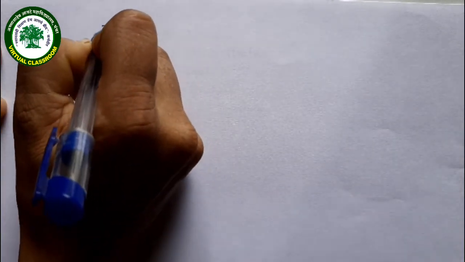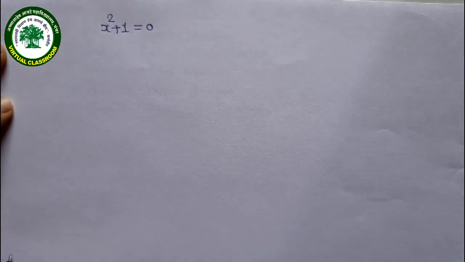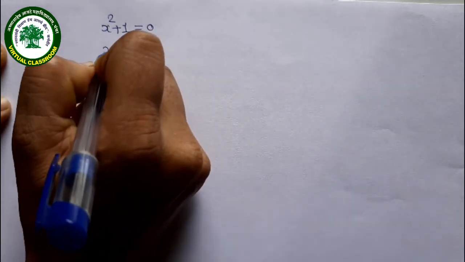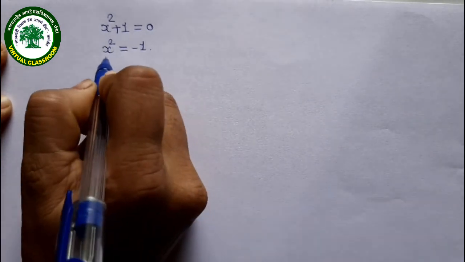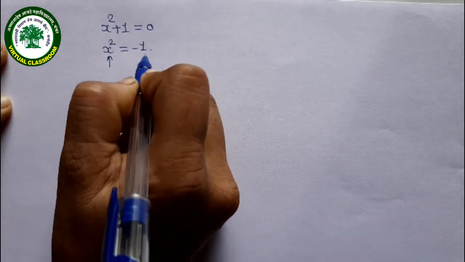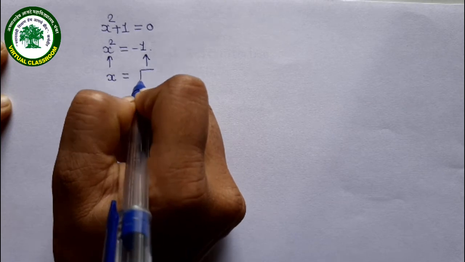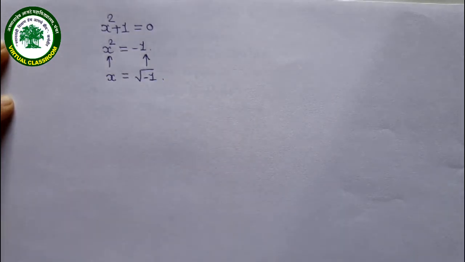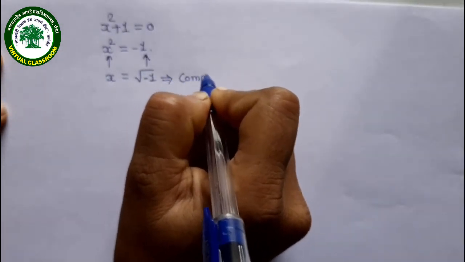Here suppose we are having the equation like x square plus 1 is equal to 0. In order to obtain the solution of this equation, we will have x square is equal to minus 1. So the square of any number comes out to be negative. Or if we take the square root, we will have square root of minus 1. So there is no real number which will satisfy this condition. As a result of that, we take the help of a new number, that is the complex number.